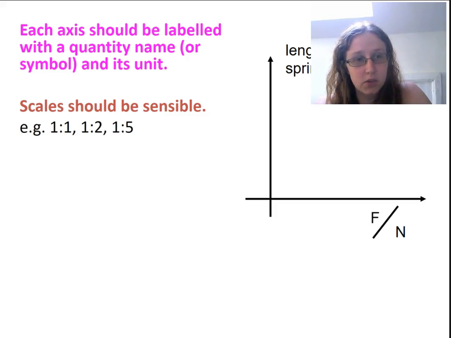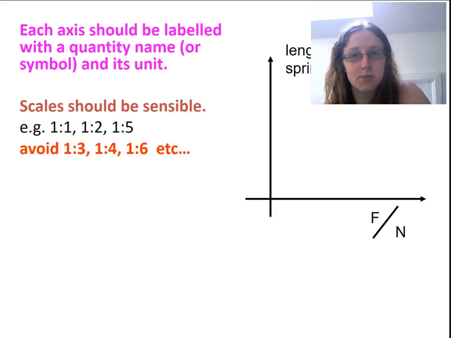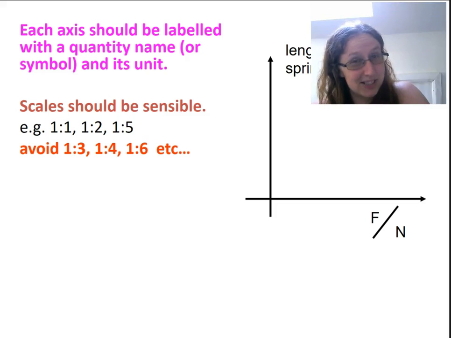Sensible scales are 1 to 1, 1 to 2, 1 to 5. So, for instance, 1 centimetre equals 1 Newton, or 1 centimetre equals 2 newtons, or 1 centimetre equals 5 newtons. So those are sensible scales. Do not ever, ever, ever use 1 to 3, 1 to 4, 1 to 6. 1 to 7 is pretty pants as well. If you cannot easily figure out what a value is on the graph, it's probably because it's a bad scale. So you need to be very careful with it.